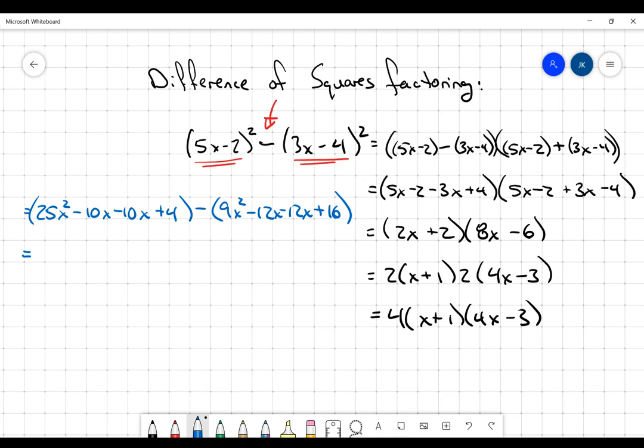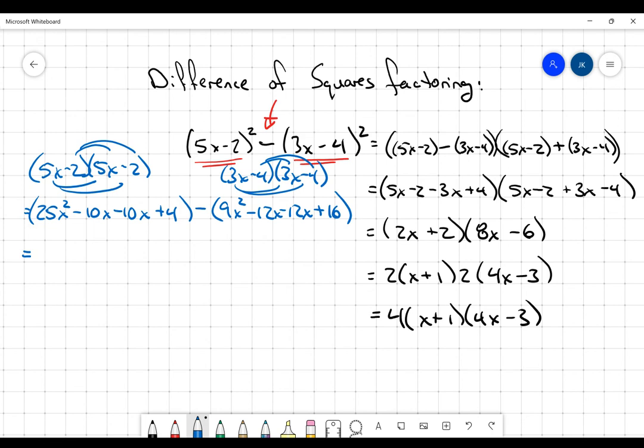Okay. Now, if you're wondering where those minus 10x's or those minus 12x's are coming from, remember that when you square a binomial, when you multiply it by itself, you have to distribute each term to both of the terms in the second binomial. You have to distribute. So this is 5x minus 2 times 5x minus 2, 3x minus 4 times 3x minus 4. This is where people get this wrong all the time. They don't distribute.